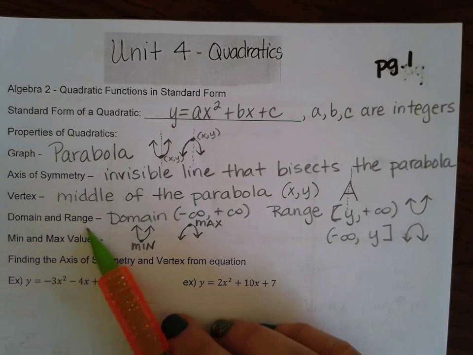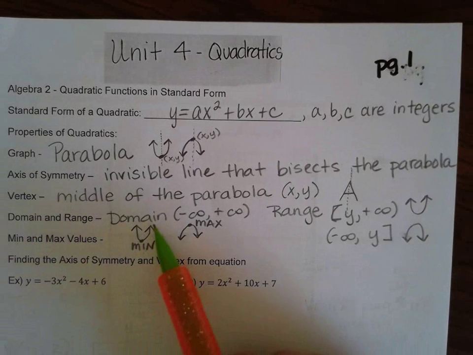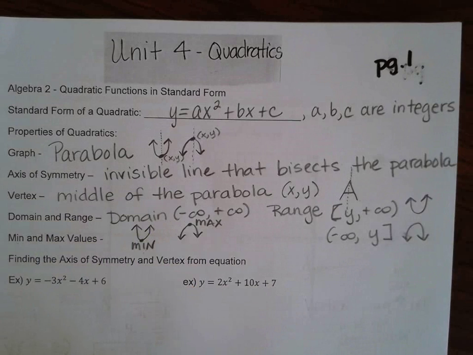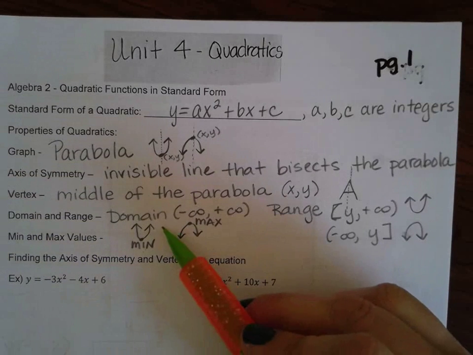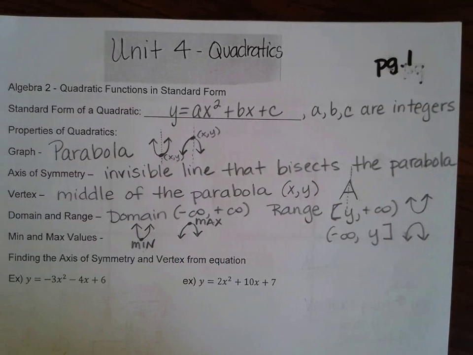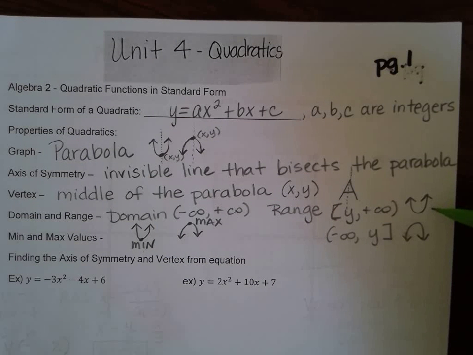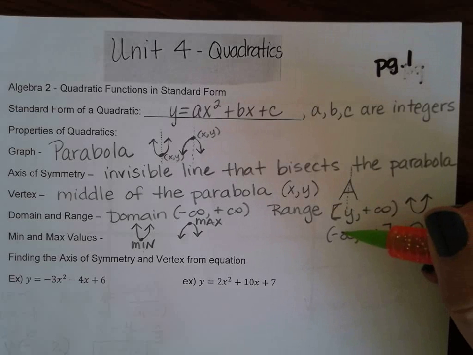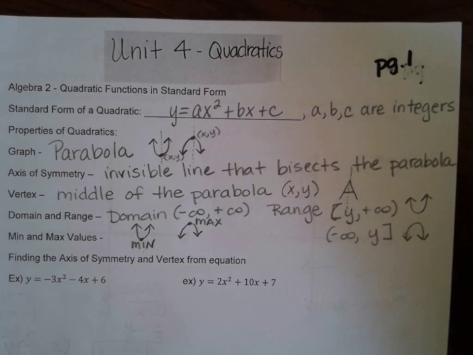Next is domain and range. So your domain is going to be from left to right, and for all your parabolas, the domain is going to be from negative infinity to positive infinity. Your range is going to depend on where that vertex is. If you have a face-up parabola, your range is going to go from the y-coordinate of the vertex to infinity. And then if you have a face-down graph, your range is going to go from negative infinity up to that y coordinate.